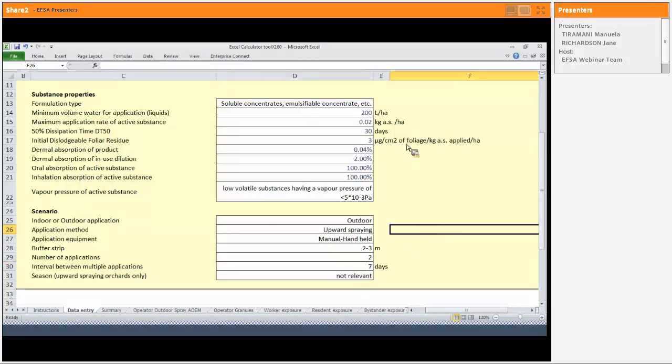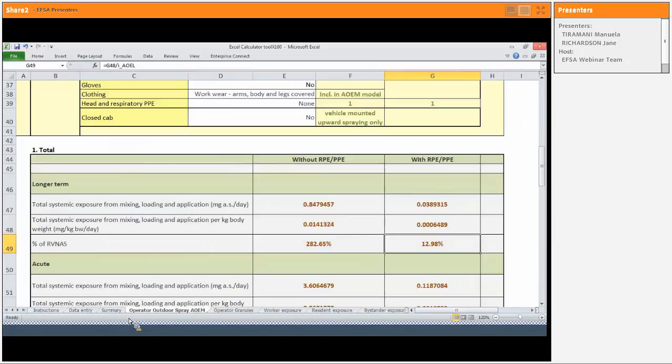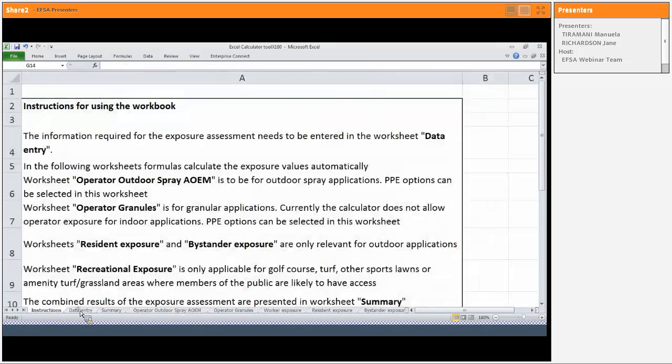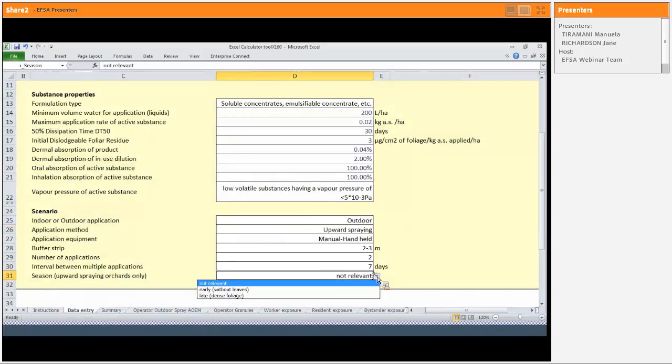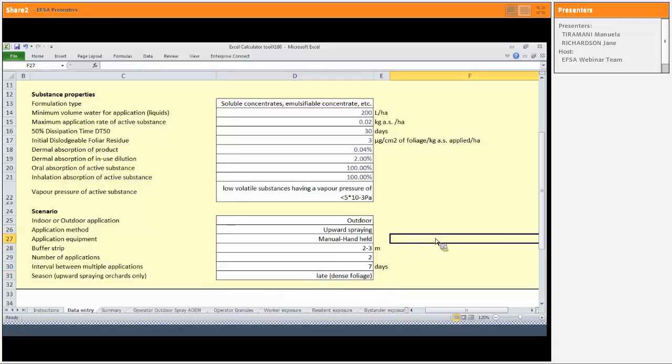Shall we just take a look at the operator first? Sorry, Jane, aren't we interested in the season? Yes, we are. We can indicate the season, so let's say that we're in a late dense foliage situation. This most probably won't be so important for the operator or the worker, but if you were using resident bystander, this becomes a bit more critical. And it could also be for exposure touching something.